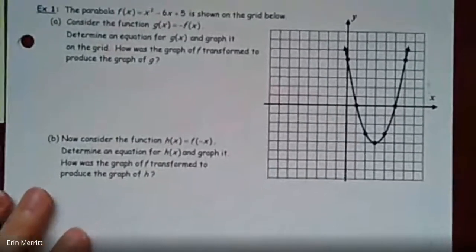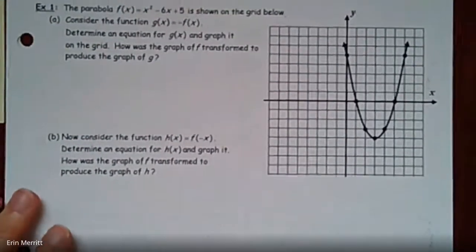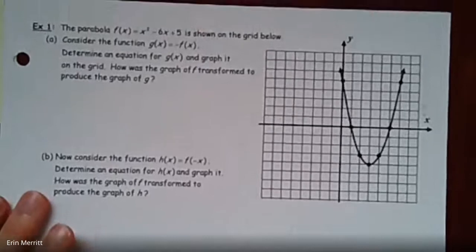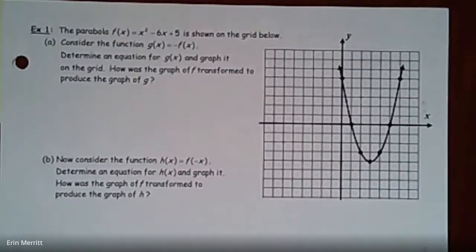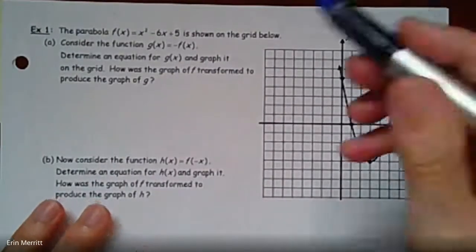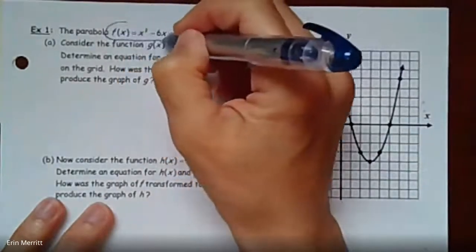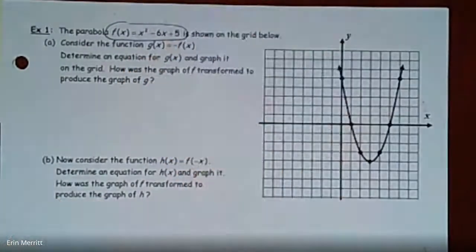Moving on over onto the next page. We've got a couple where we're going to mess with the graph. We're also going to mess with the equation. So this first one, you're given the graph already. It says you have the parabola f of x equals x squared minus 6x plus 5. It's already graphed for us, which saves us some time. It says consider the function g of x equals negative f of x. Determine the equation for g of x, and then graph it. And then same question, how is it being transformed?